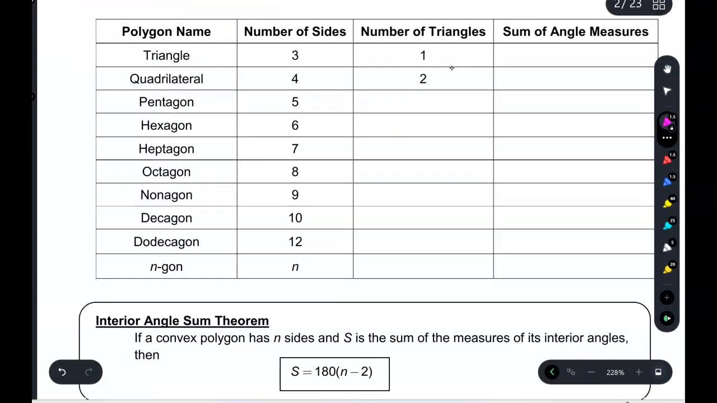Okay, so if we don't remember the names of the polygons from first semester, make sure you revisit them, okay? Most of them you should remember.